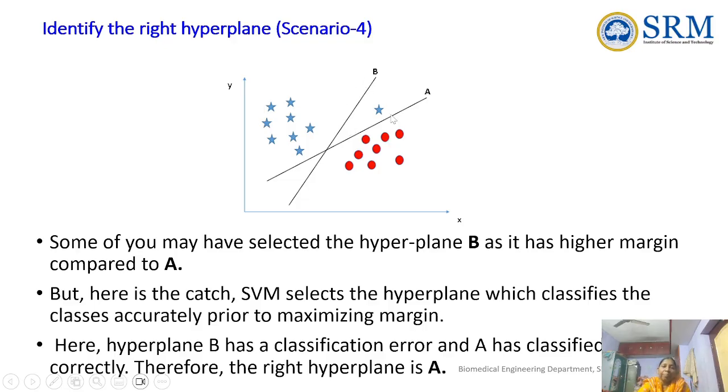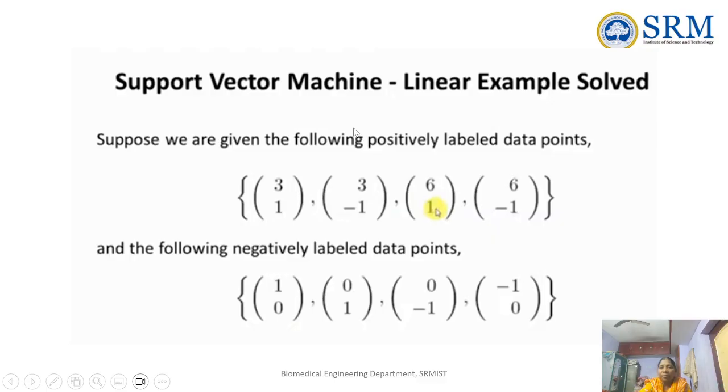Now you take A. In A, even though you do not have the maximum margin, it exactly segregates the data into two different classes. One set of data, the circles, lies on one side, and the stars lie on the other side. So it equally distributes the data. So in that case, hyperplane A is considered the best one, and B has a classification error.